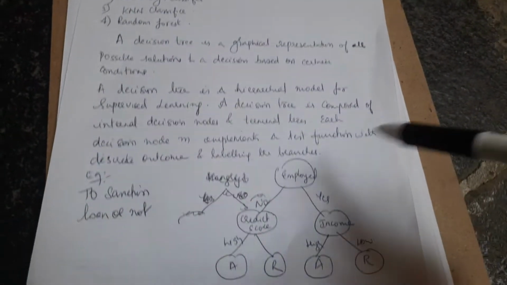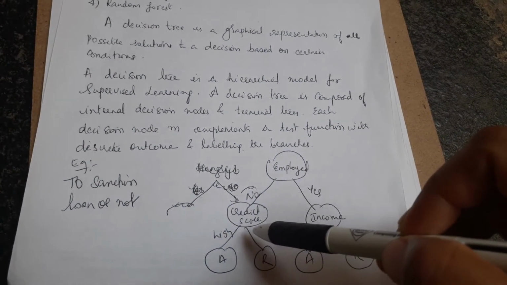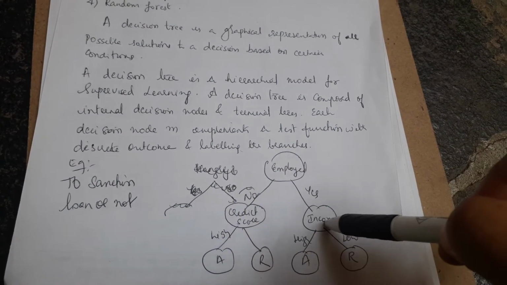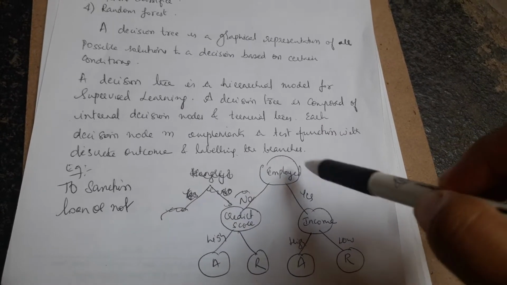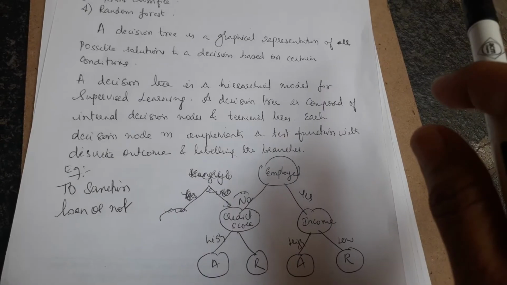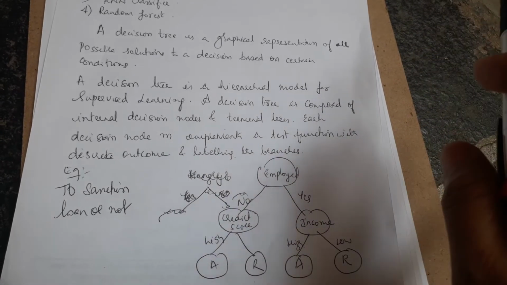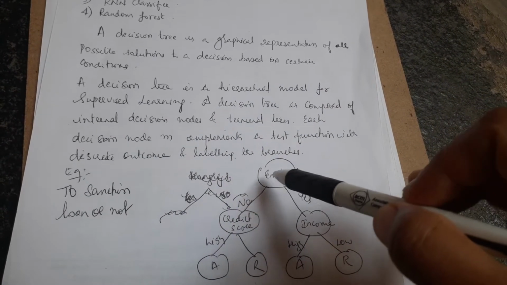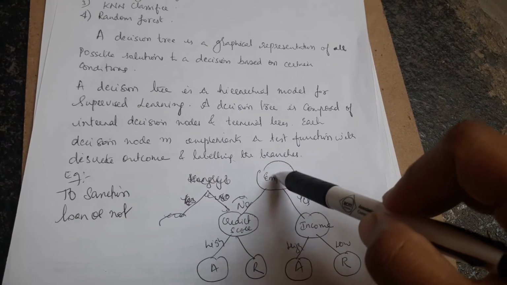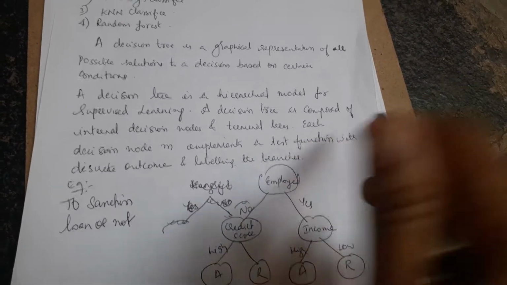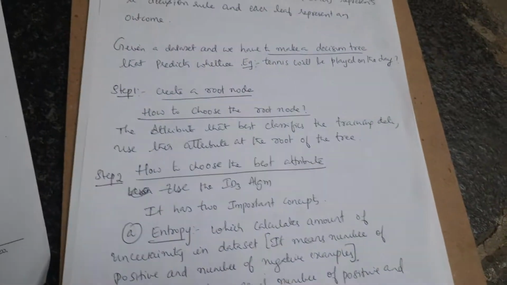So there are different candidate nodes: employed, credit score and income. These are the features. Which attribute should be chosen as the root node? Here the data set is given, and we don't know which root node to choose, whether employed, credit score or income. Here I have chosen employed, because this is the attribute which best classifies the data set. So employed is chosen.